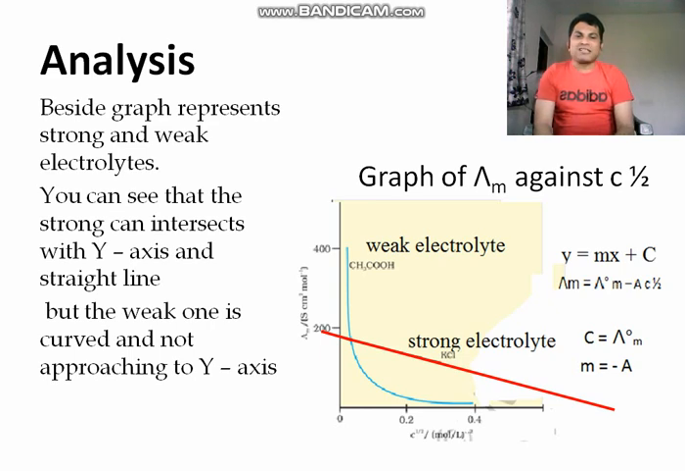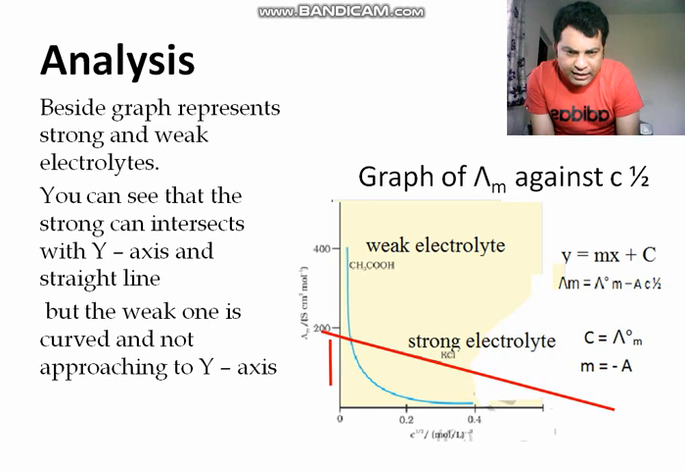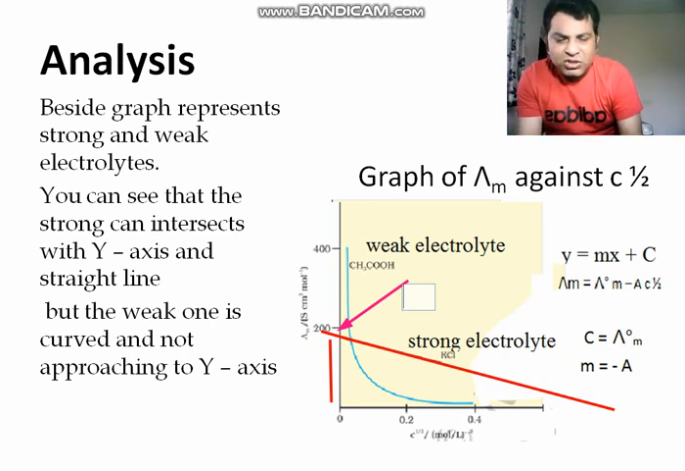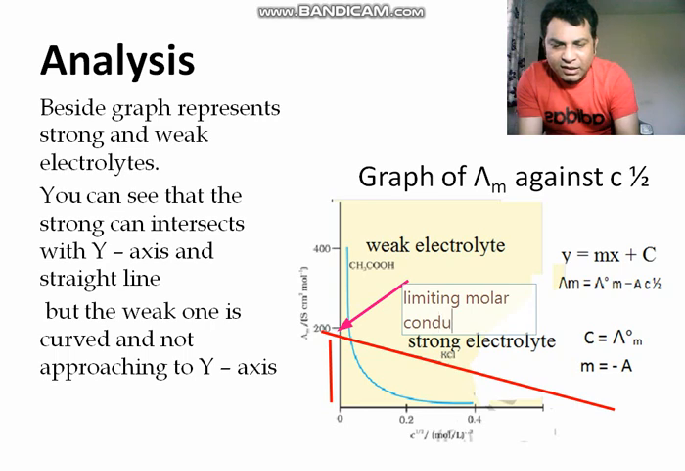y equals mx plus c, and this area is known as the y intercept, and according to this value we can find out the limiting molar conductivity.